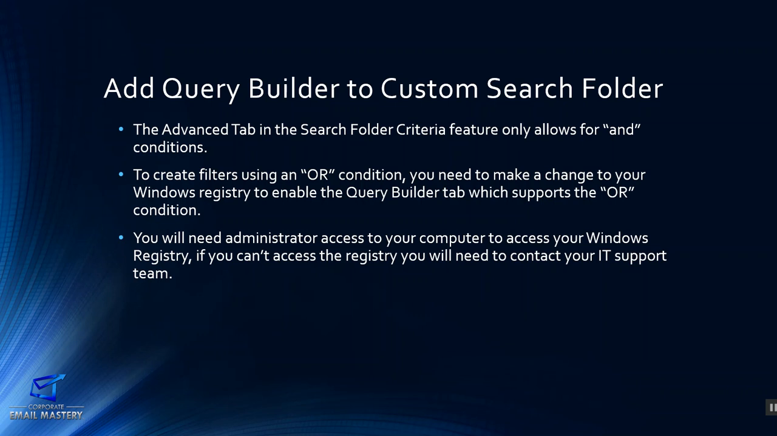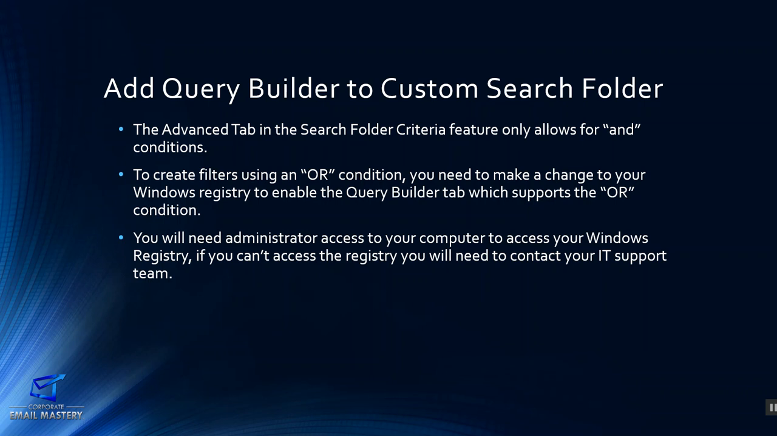In this session, I'm going to show you how to add the query builder to Microsoft Outlook to the custom search folder criteria feature. By default, out of the box, Outlook only allows you to do an advanced query or filter, which only allows for AND conditions. So if you need to set up a search folder with OR conditions, where you have multiple criteria and if a message meets any one of those, you want it included in your folder, you have to add the query builder to Microsoft Outlook.